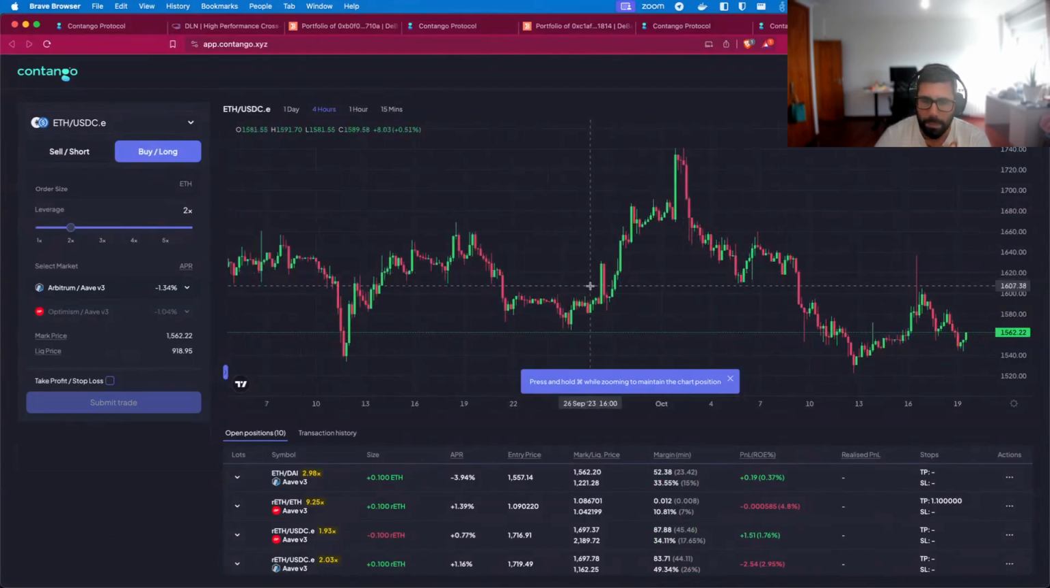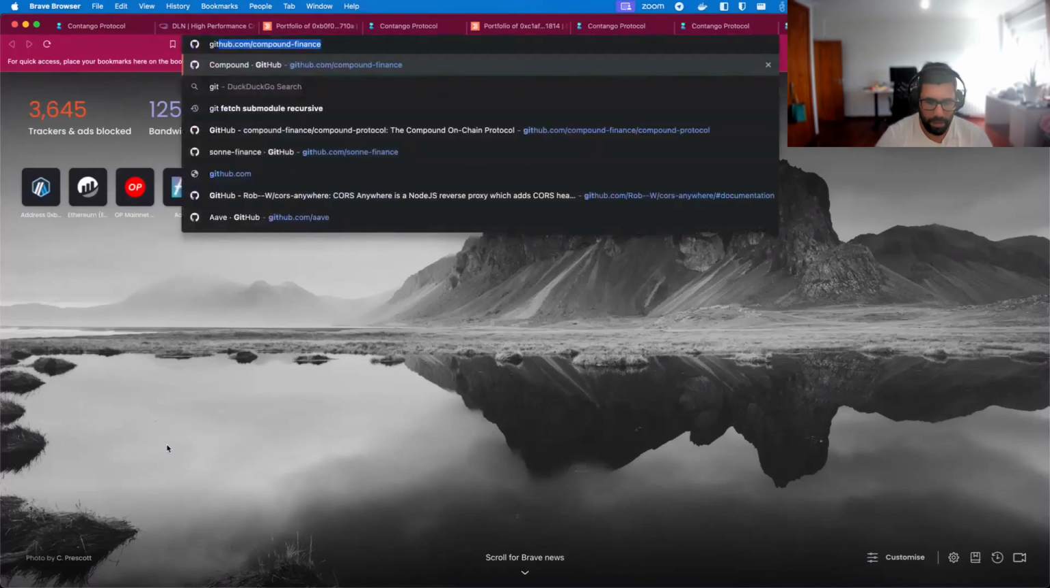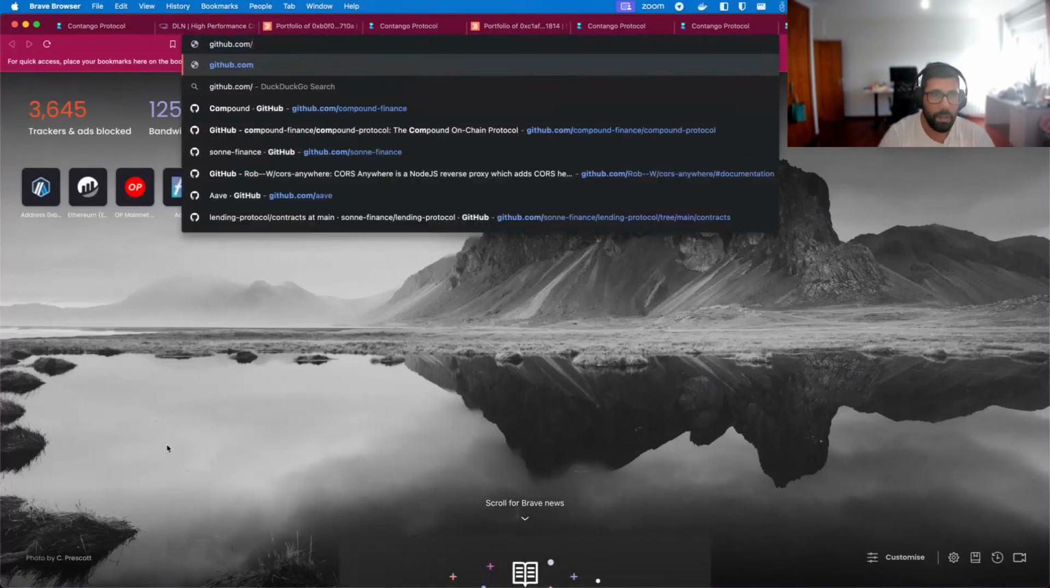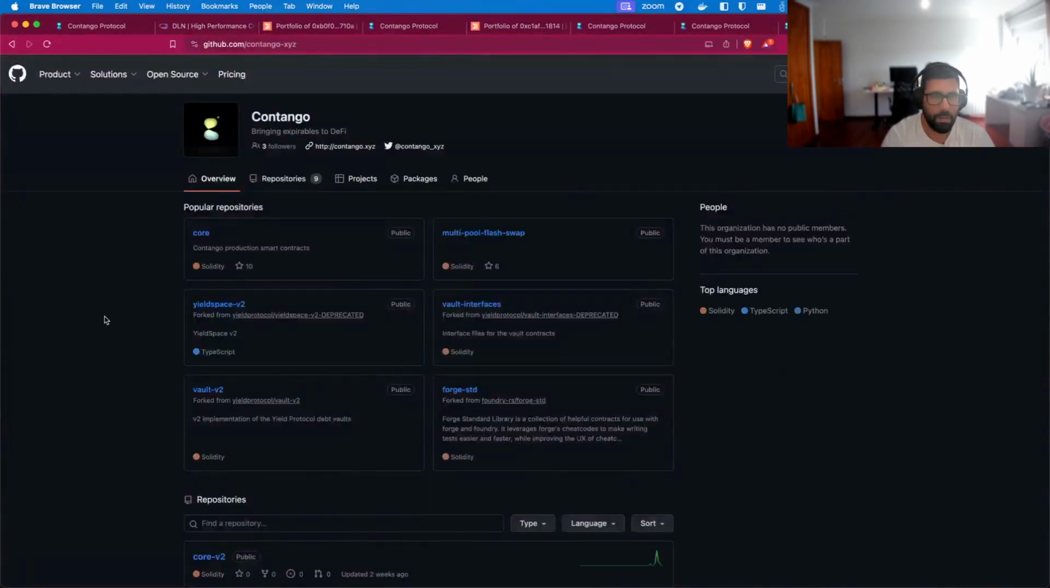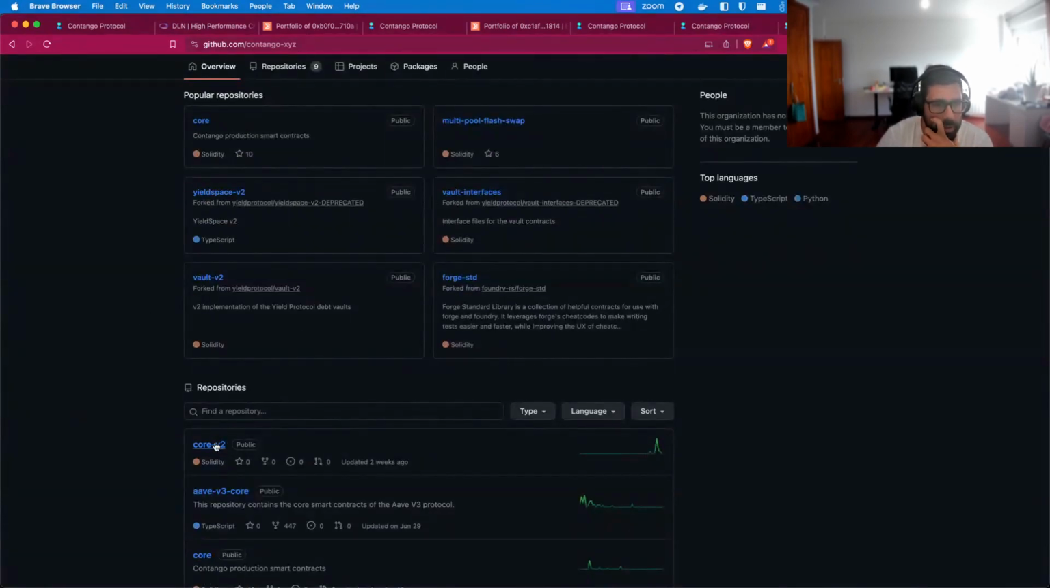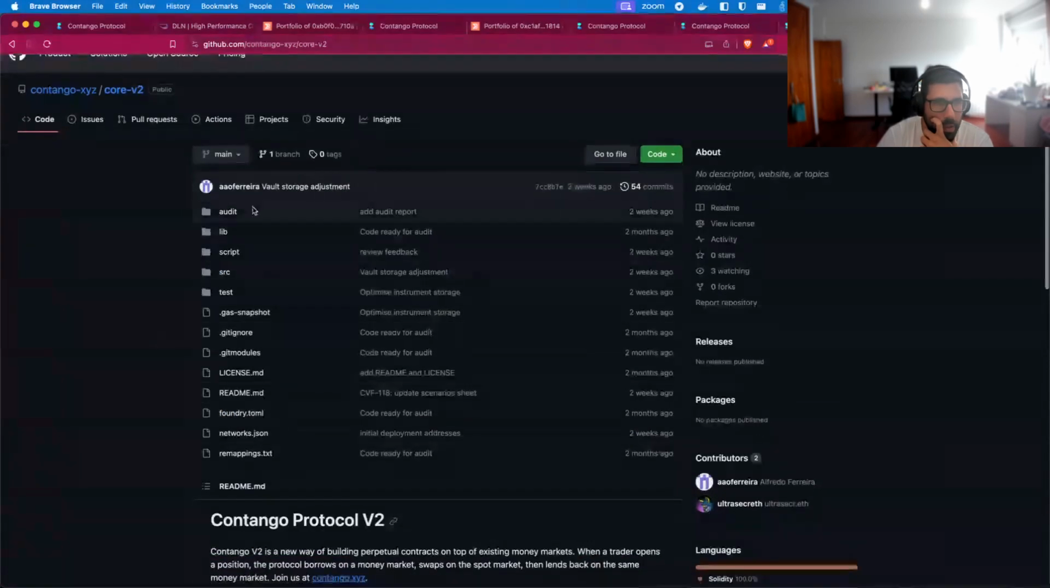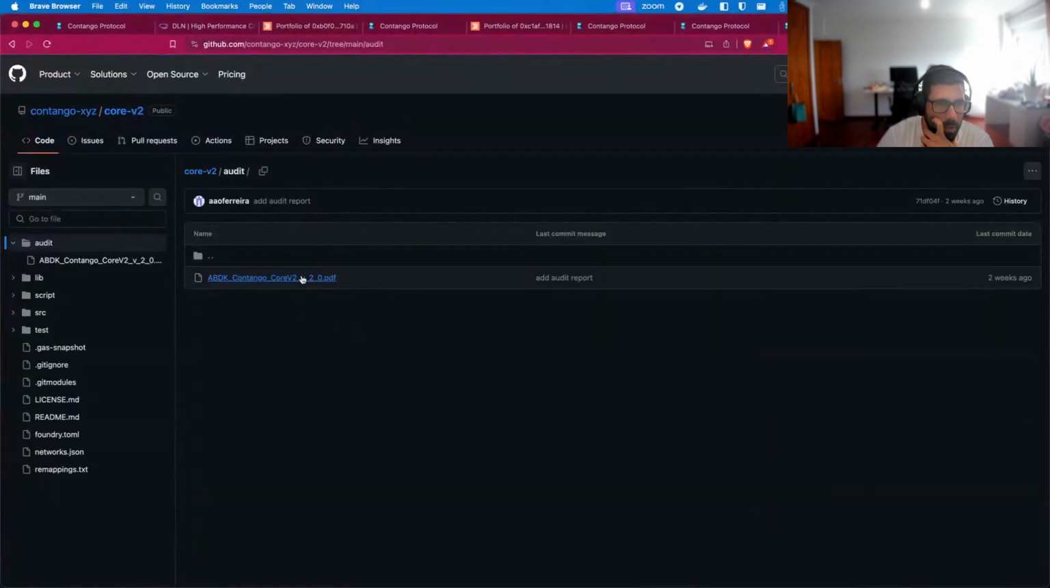And the product is fully audited, in GitHub under /contango. I use it from another browser. You can see the public repository for V2, of course, core V2. Here you can also find the PDF with the audit that AVDK finished about a month ago.